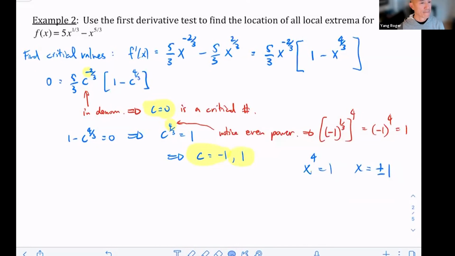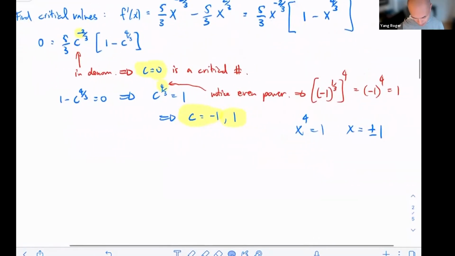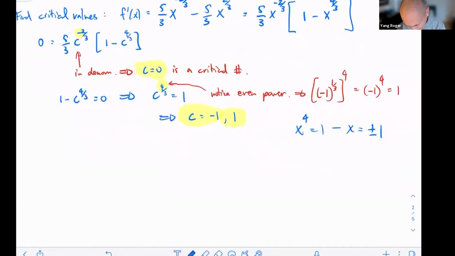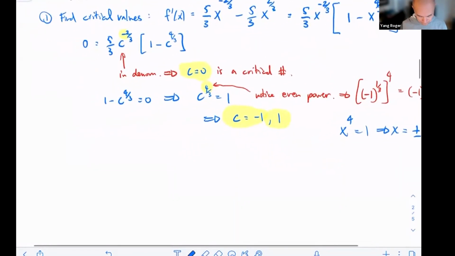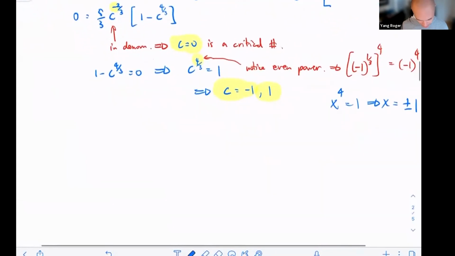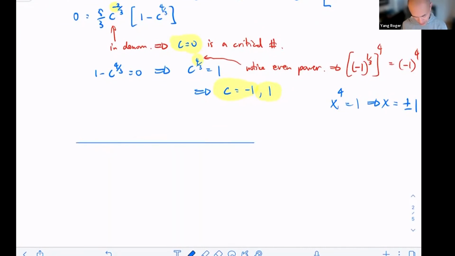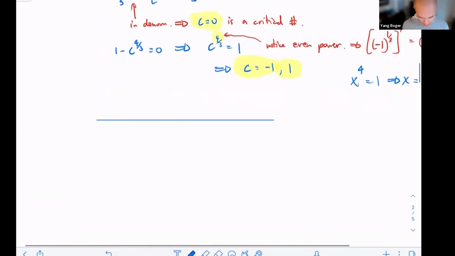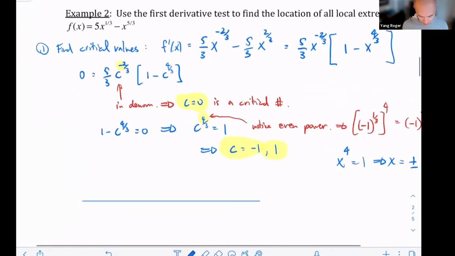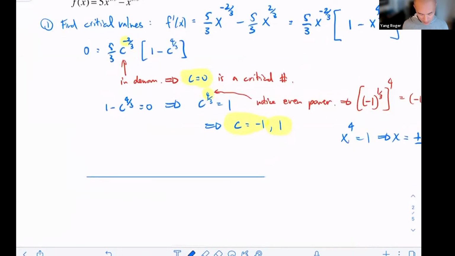Yeah, okay. Like when you have even powers, you've got to worry about the positive and the negative square root. So we have our critical values. What we're going to do is I want to teach you a couple of methods of how to really chop things up. The first method is using test points.